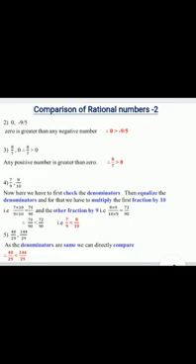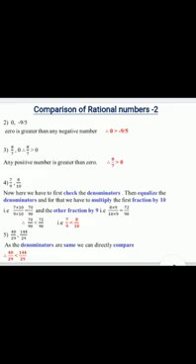Now let us see the third example. 8 upon 7, 0. Now here, which is greater? 8 upon 7 is greater than 0 because any positive number is greater than 0. Okay children. Now let us see the fourth example, that is 7 upon 9, 8 upon 10.